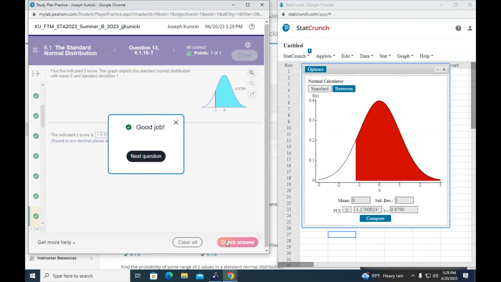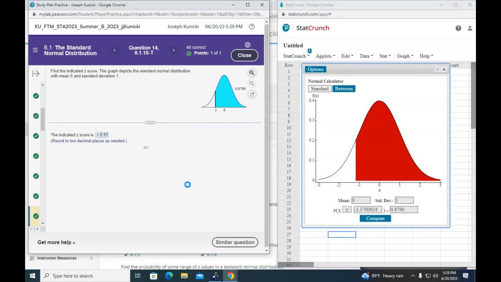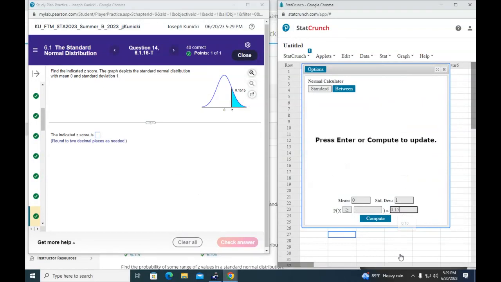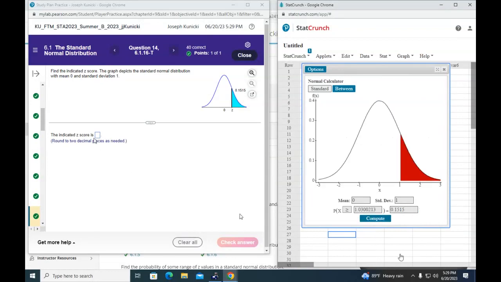All right. Couple more here. They'll give us some icons. We have to figure out what they are. Well, here's another one. So this one's going to be positive, so it's greater than. I'm already set for greater than, so all I got to do is change the probability to 0.1515. So 1.03.